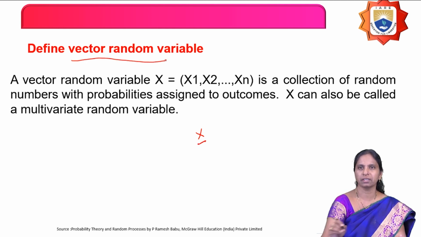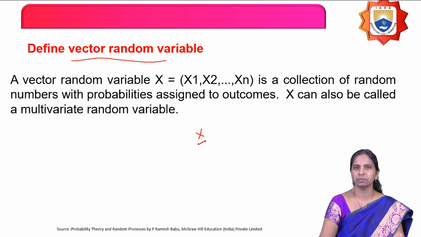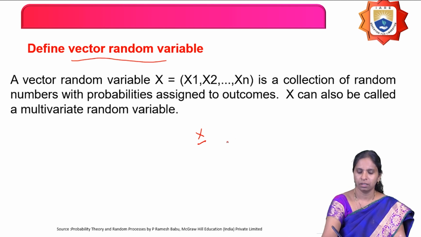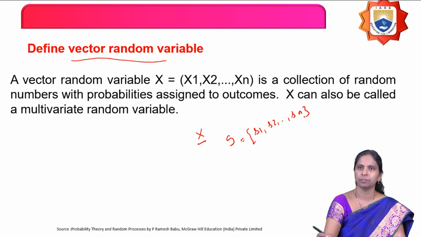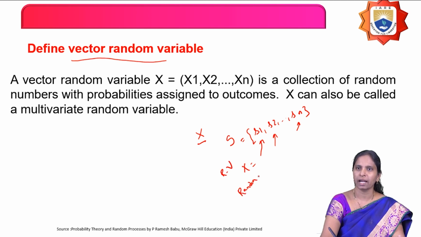Now, define vector random variable. So, what is a vector random variable? A vector random variable is a collection of random numbers with the probabilities assigned to outcomes. It means, for example, if you conduct an experiment, the sample space of that experiment is represented by S, and it consists of sample space elements like S1, S2 and so on, let us say Sn. Now, what is a random variable? Assigning real numbers to each outcome in the sample space is called a random variable.